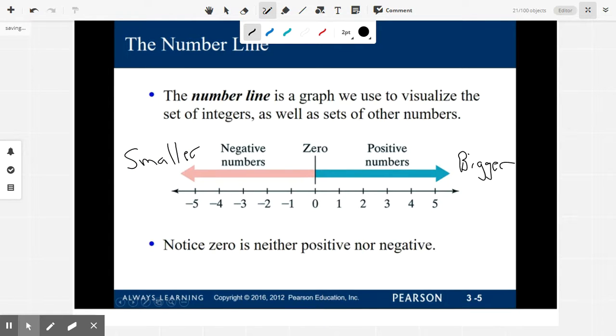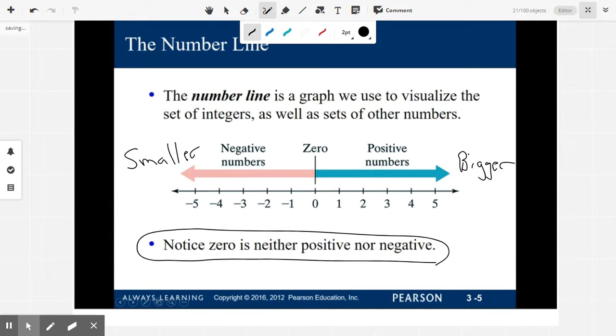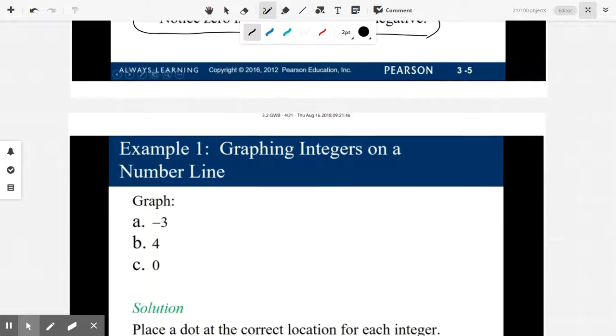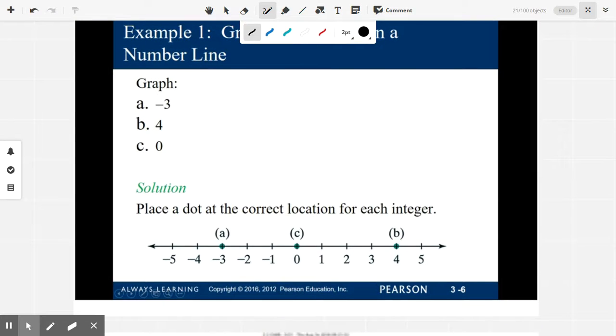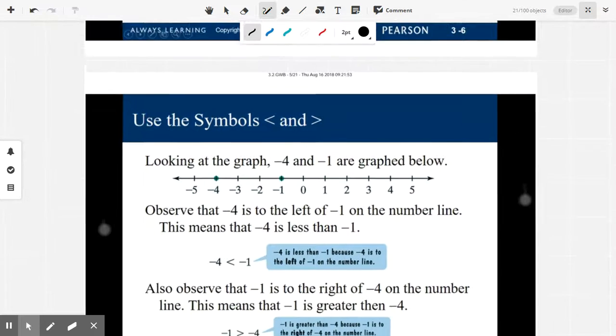Always. All right. Zero, one thing to note, is neither positive nor negative. It splits it up. So zero is sort of in between the positives and the negatives. It's not considered a positive nor a negative number. All right, so if we want to graph on a number line, very easy. I think we all have this. We draw the number line. -3, we just go to -3 and put a dot. Go to 4, put a dot. Go to 0, put a dot. That's how we graph on a number line. Not difficult at all.